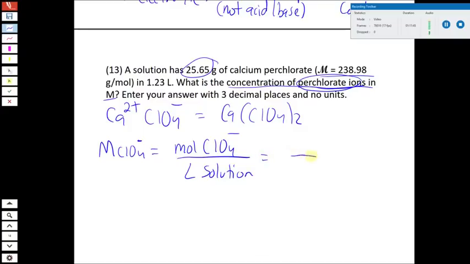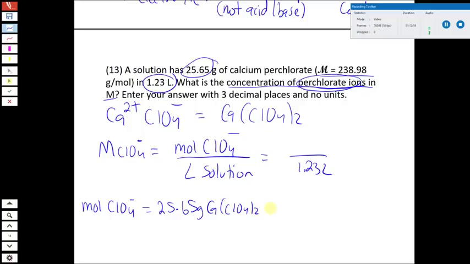So in this problem here, we see that we're told directly that the volume of the solution is 1.23 liters, so we have that number already. So we'll put that in the denominator. But then we need to find the moles of perchlorate, which we don't have directly. So this is again going to be just a mole conversion that we're going to set up the same way we've done before. Moles of perchlorate, we have 25.65 grams of the ionic compound dissolved. And then we convert that into moles using its molar mass.